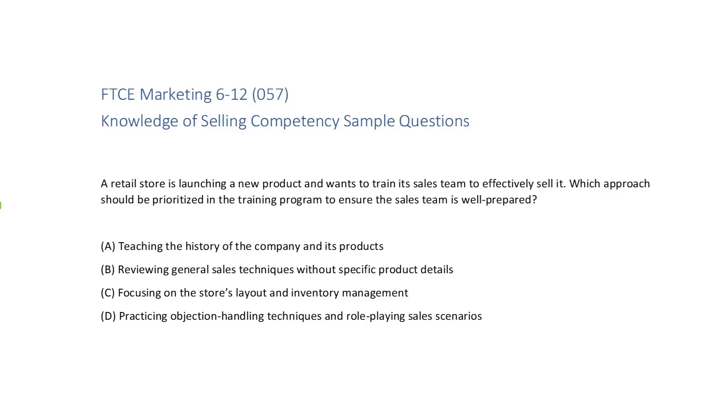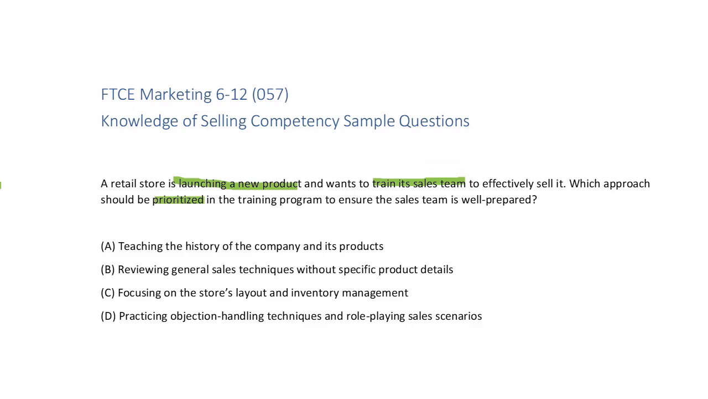Well, within our question, we notice that the store is launching a new product. And in order to sell this product, they have to train their sales team. They have to train their sales team to effectively sell it. So which approach should be prioritized? Now, prioritized is the key word here because some of these answer choices may sound like good options. However, there's one that should stick out as a priority, and that's the one that we need to try and find.